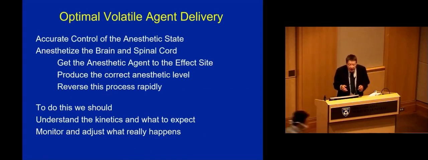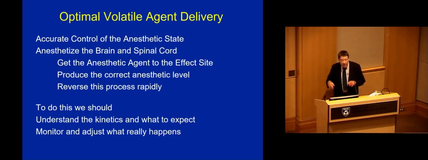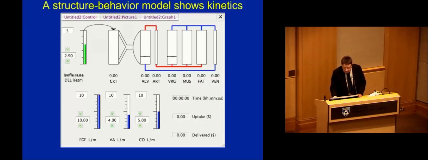Optimal anesthesia, optimal volatile agent delivery. You want accurate control of the anesthetic state. You want to anesthetize the patient's brain and spinal cord, get the anesthetic agent to that effect site, produce the correct anesthetic level there, and then reverse the process rapidly at the end to wake them right up. To do this, we should understand the kinetics and what to expect, and monitor and adjust things that really happen.